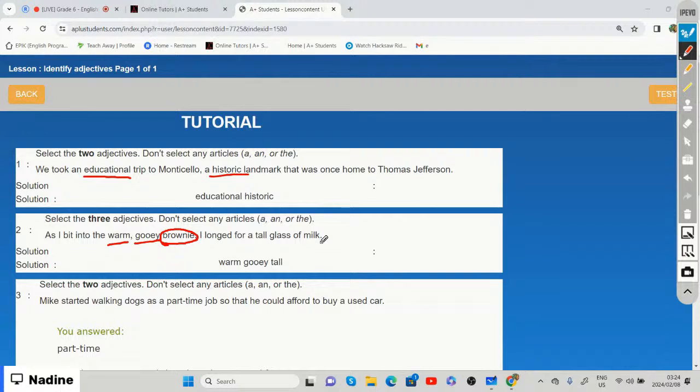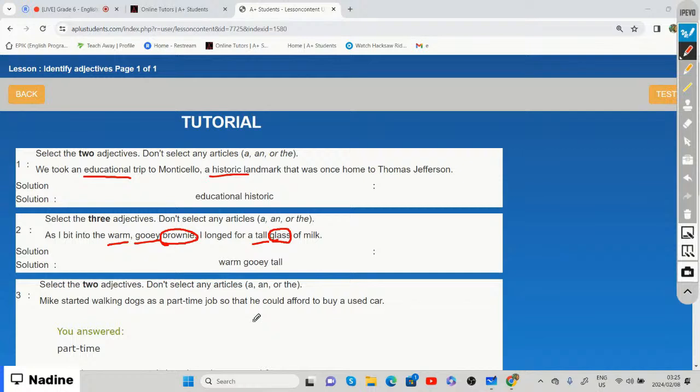The other noun is glass. So tall is our adjective. Tall describes how tall the glass is, and warm, gooey describes the brownie, right? And then lastly, we have the two adjectives that we need to select. Remember not to select a, an, or the, which are articles.